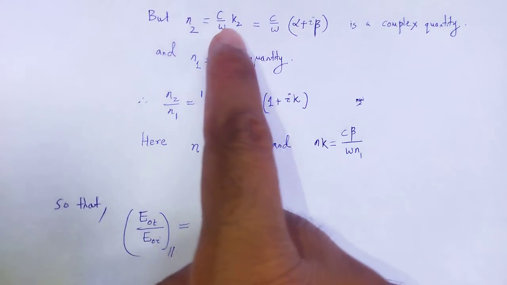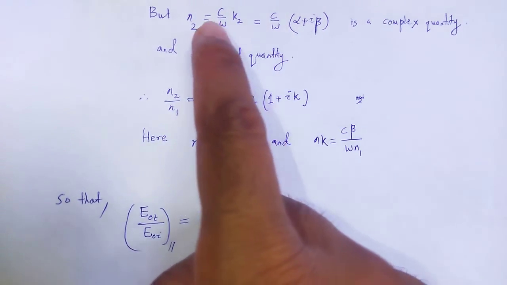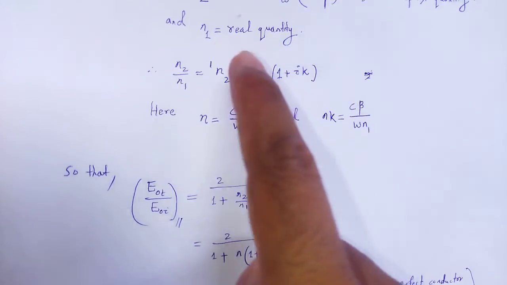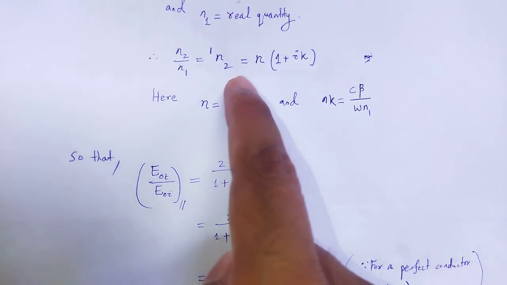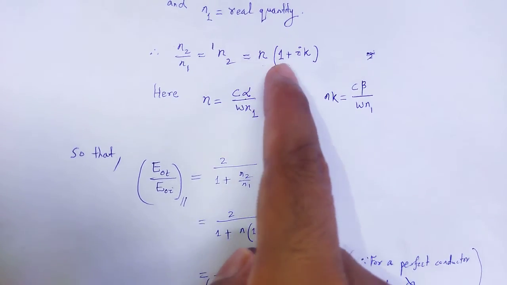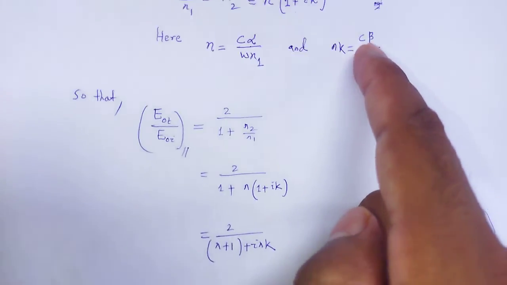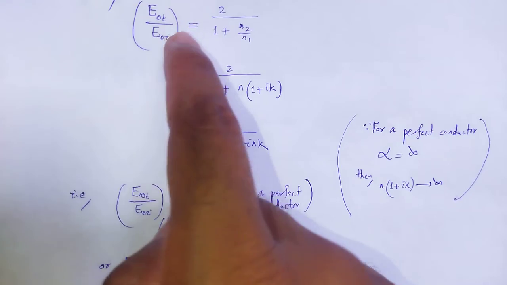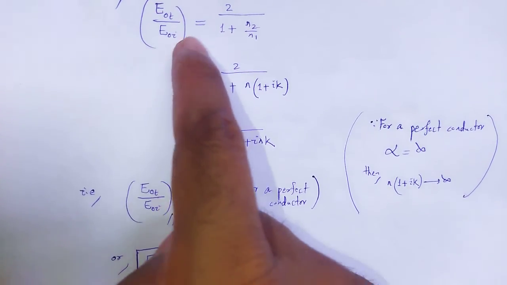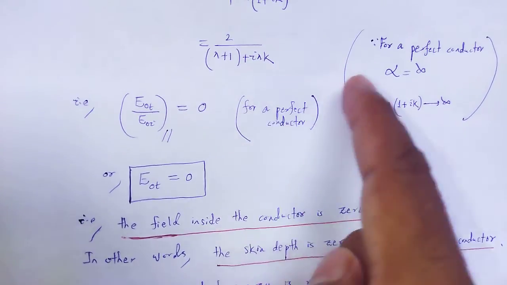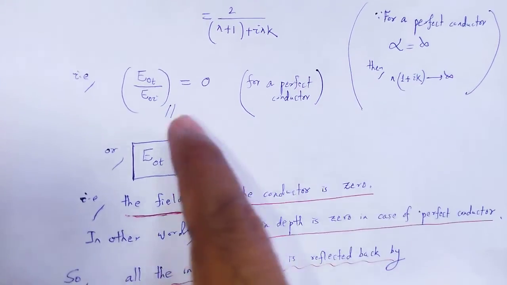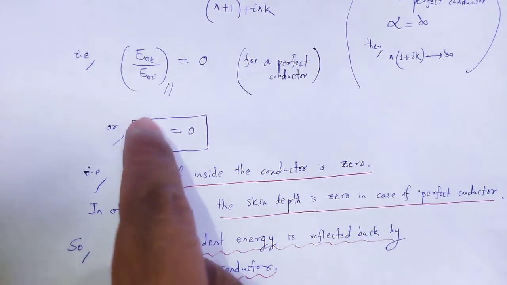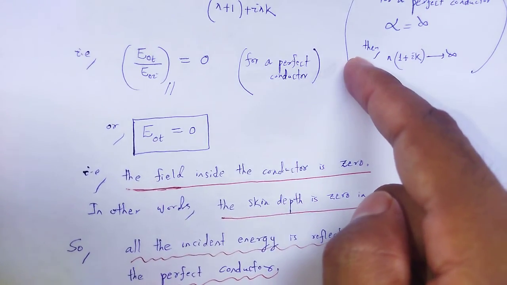That factor is used, N2 as complex, but N1 is real. So, N2 divided by N1, that is the refractive index of second medium with respect to first, in terms of N. So, value of N and value of Nk. So, EOT divided by EOI at parallel situation. For good conductor, alpha tends to infinity. So, that factor also tends to infinity. So, this result will be 0. So, EOT is equal to 0 for a perfect conductor.